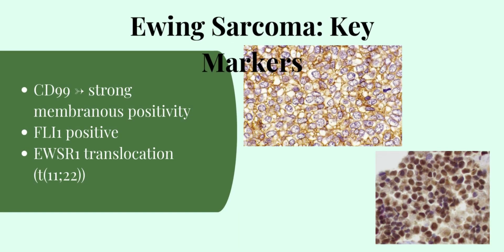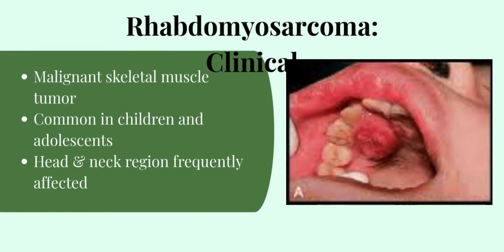Ewing sarcoma is strongly positive for CD99, showing a distinct membranous staining pattern. Molecular testing often reveals the EWSR1 and FLI1 gene fusion, which is a valuable confirmatory marker. Recently, NKX2.2 is also considered to be a very crucial IHC marker in case of Ewing sarcoma. We will be discussing all these markers in detail in a separate video on these lesions.